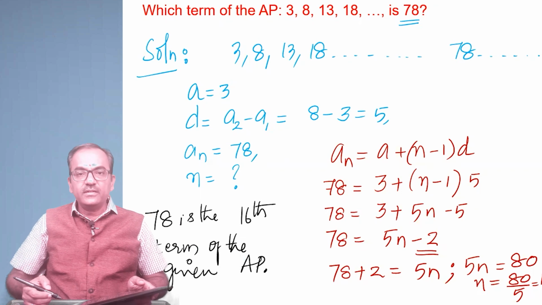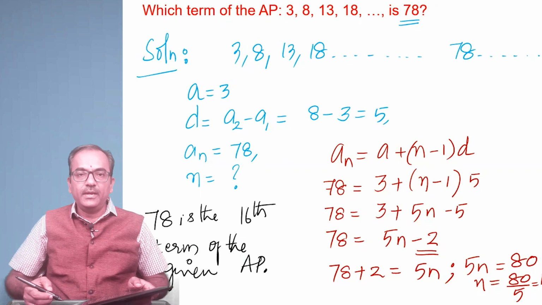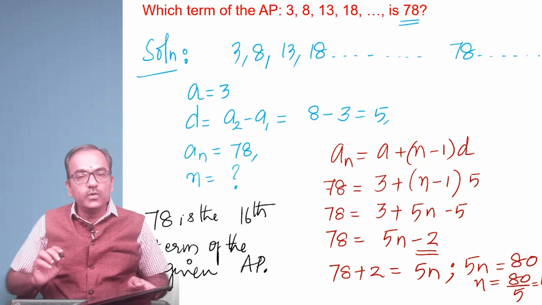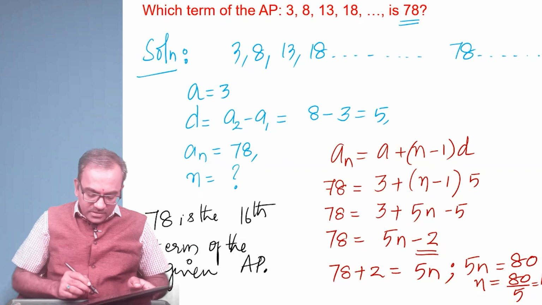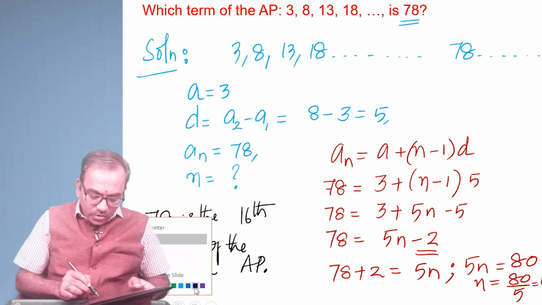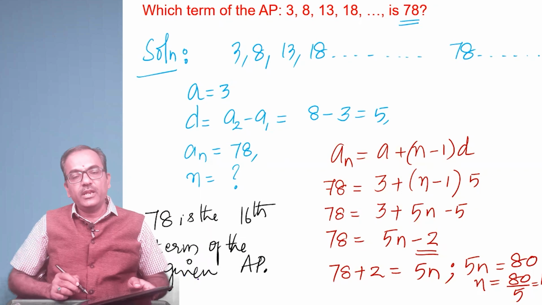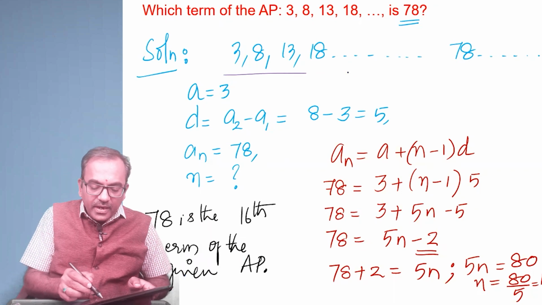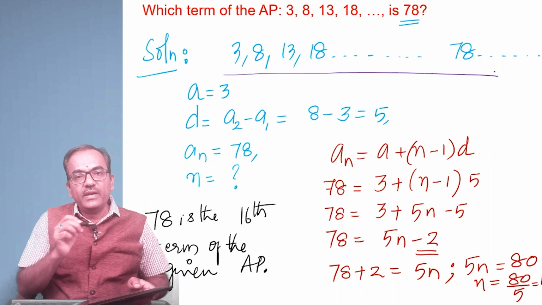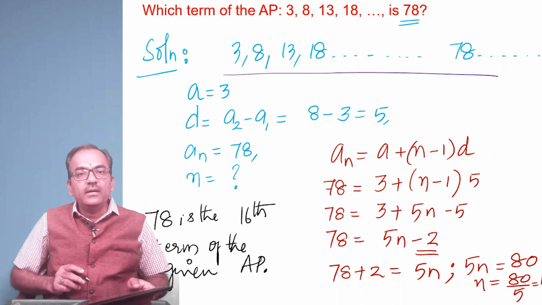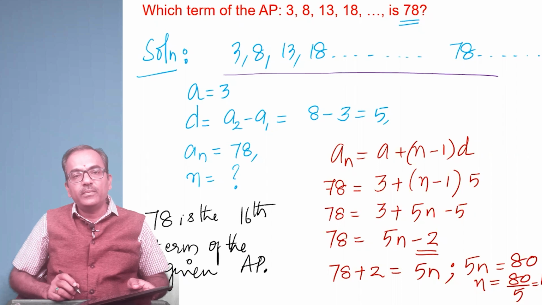78 is the 16th term of the given AP. So, you need to conclude these things. Dear children, make a clear note of these points which are very important. Rewrite your given AP and check what it is that you need to find in the problem.